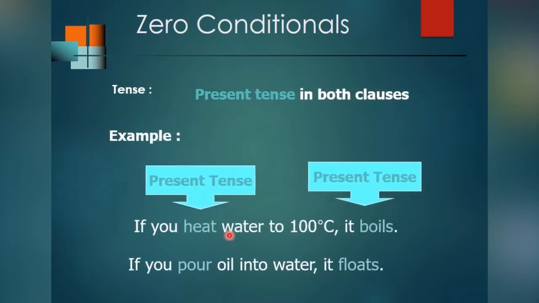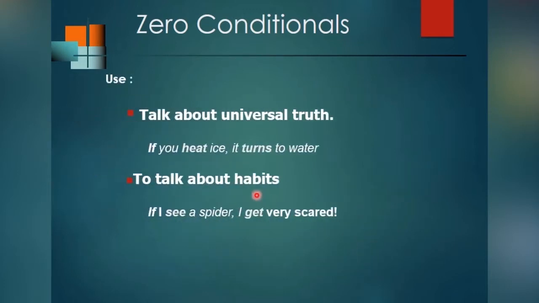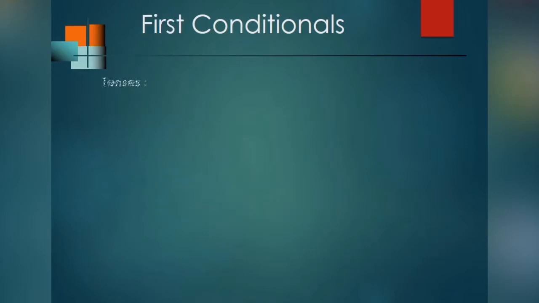In the zero conditional, we've got present tense in both sentences, in the if condition and in the result. We use zero conditional to talk about things which always happen in the same way, universal truths, and to talk about habits, as you can see here.